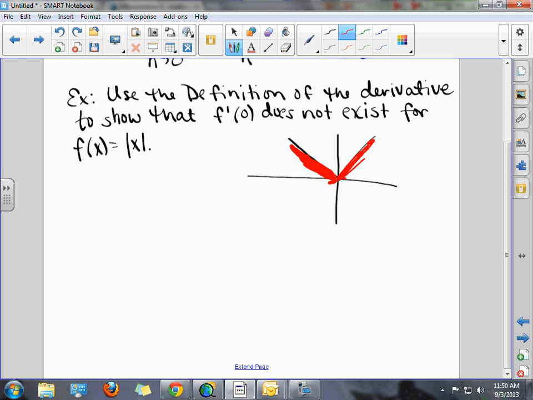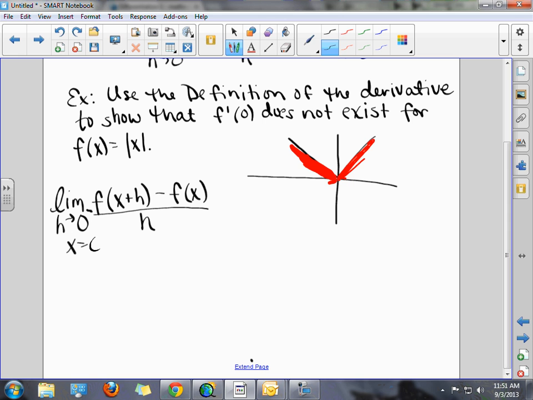But let's see if we can show this algebraically. So we're going to look at the limit as h goes to 0 of f of x plus h minus f of x all over h. We want to look at this from the left, and we want to look at this when x is equal to 0.